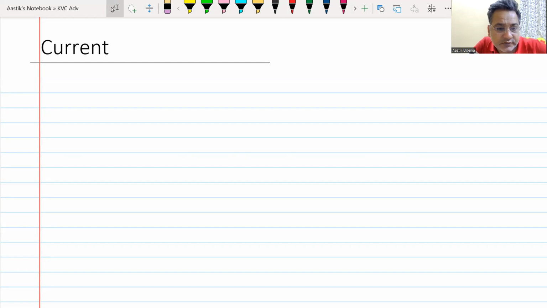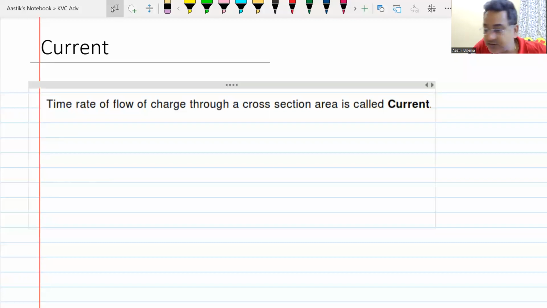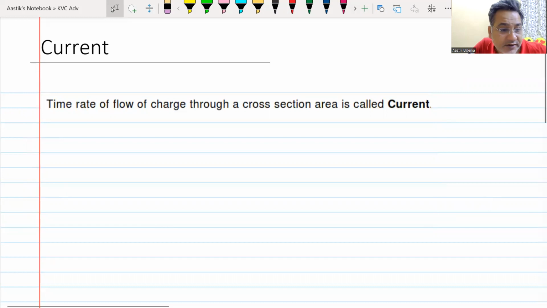Yes or no? Yes, sir. What is electric current? The rate of flow of charge is known as electric current. We all know this. The time rate, the rate at which the charge is flowing, is known as electric current. Yes or no? Yes, sir. Now, whenever we talk about electric current, we can talk about it in two different ways.